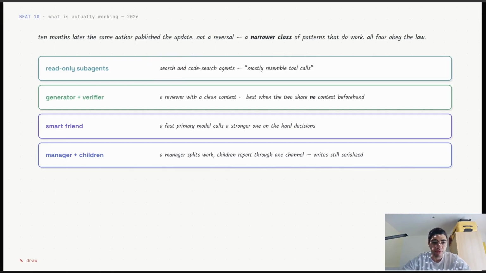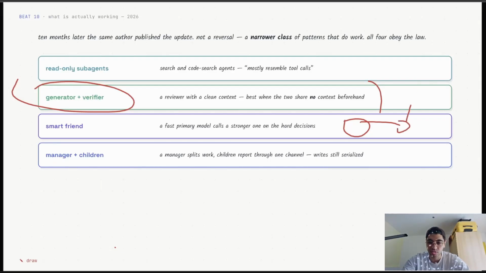After that, we have the generator plus verifier agents. We have already talked about LLM as a judge, which is only worth it after one loop of verification and feedback. Then we have a smart friend, which is a fast primary model that calls out to a stronger model on the hard decisions. You have your weak one doing its actions, and if it feels that something is harder, it calls to the upper echelon and asks for a stronger friend. Basically, there is a manager that makes this decision.